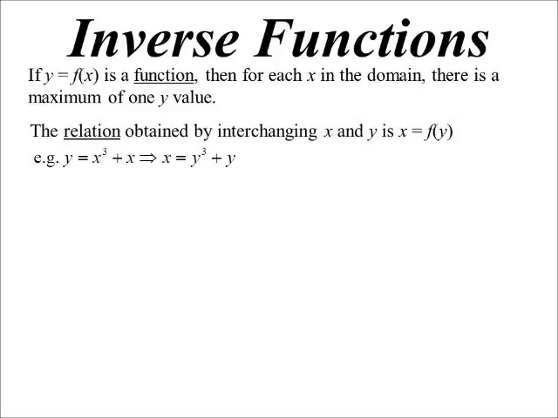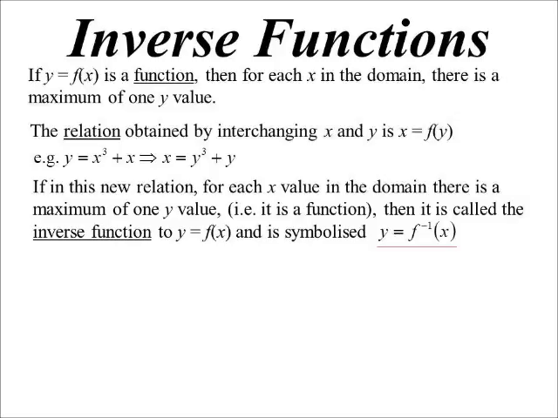Okay, so we've now got a new relation. But if that new relation, for every x value in the domain, has a maximum of one y value, in other words, the new relation is a function, then it becomes an inverse function rather than an inverse relation. Visually, if I want to just look at the original curve, instead of using a vertical line test, I can use a horizontal line test. And if it satisfies the horizontal line test, then I know the new relation, when I swap the x and y's, will actually be a function. And then we can call it an inverse function.